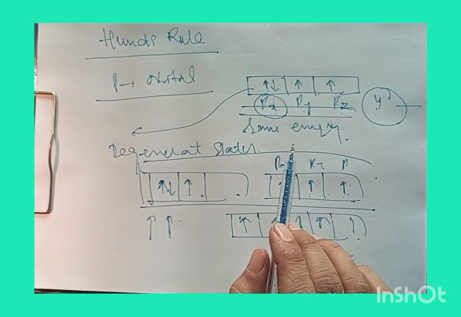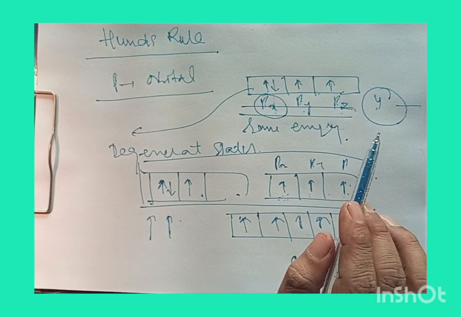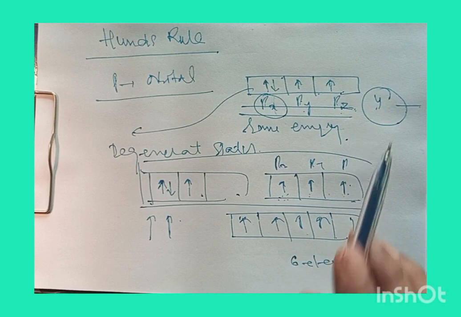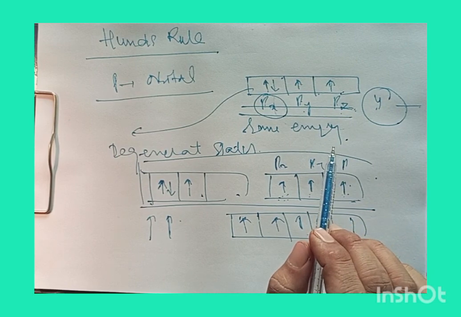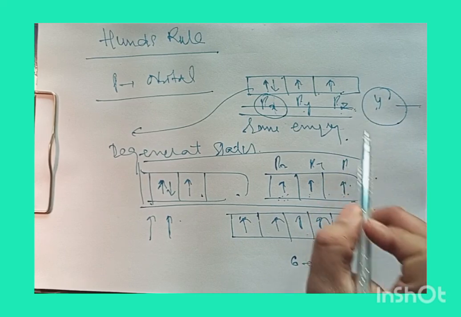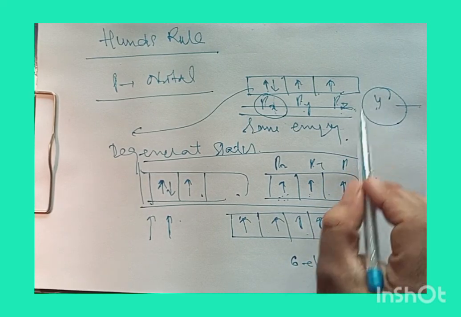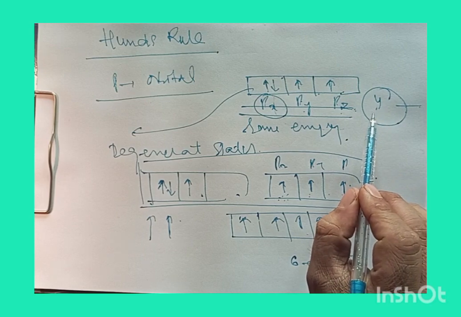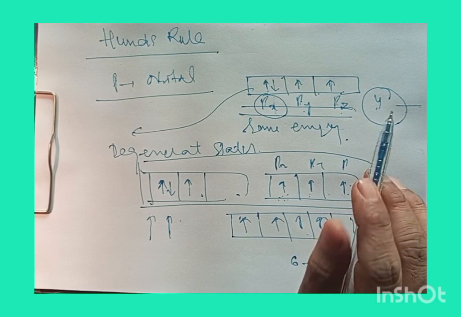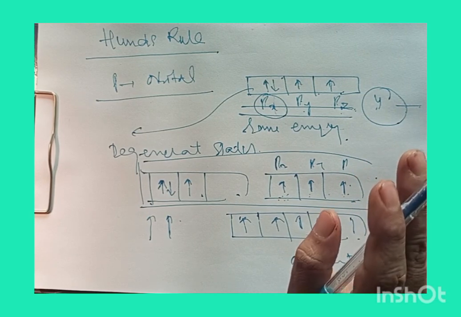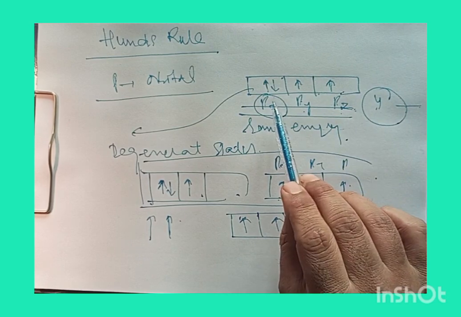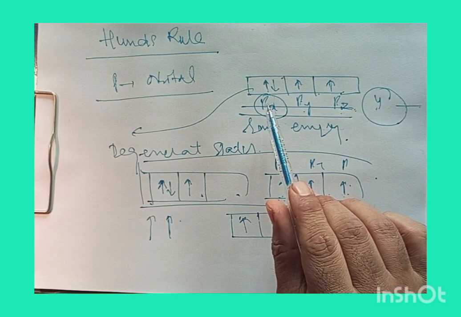When a vacant orbital of suitable energy is not available, then this incoming electron will have no choice except to pair up with another electron. So the point is, it has to choose the lowest possible energy state. If it does not have a choice available of suitable energy, it goes and pairs up with the electron in the given orbital.